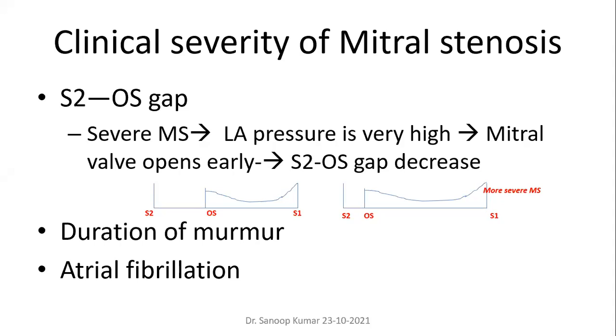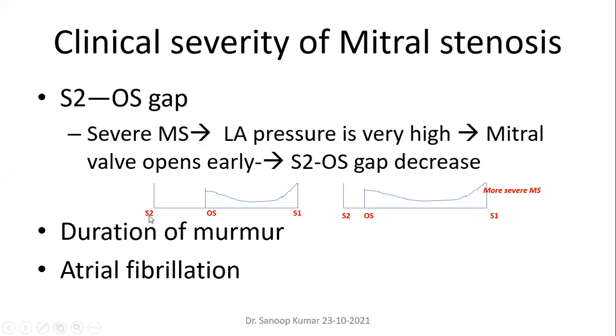So this is what I told you about mitral stenosis. This is very important about mitral stenosis. This is the S2 opening snap gap. So you have your S2. In severe MS, the left atrial pressure will be very high. So when in severe MS the left atrial pressure is very high, the mitral valve will open very fast. It will open early. So what happens? The opening snap will be early.